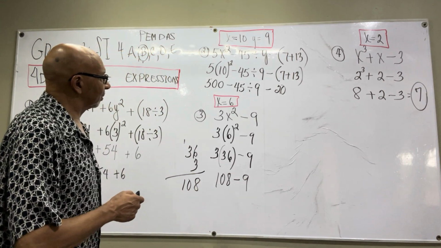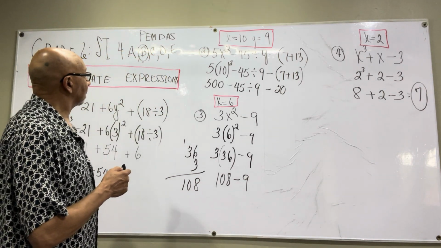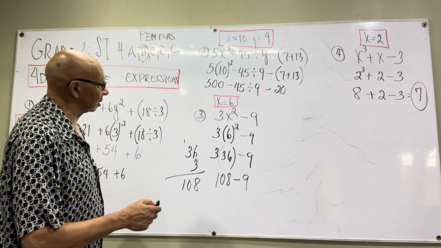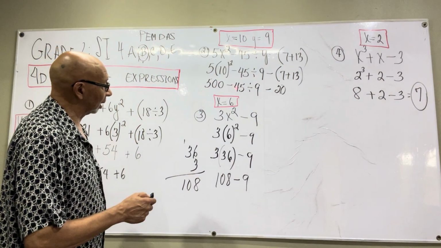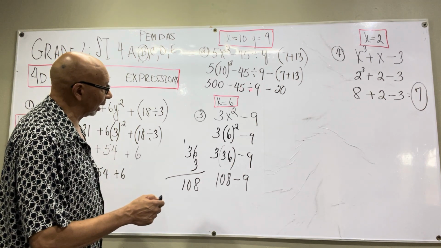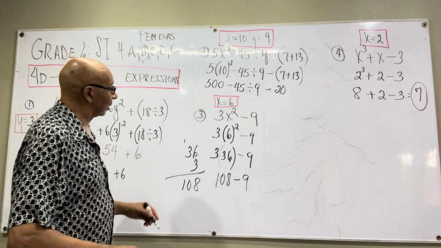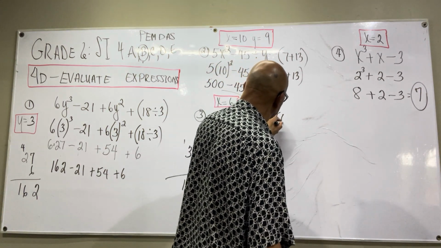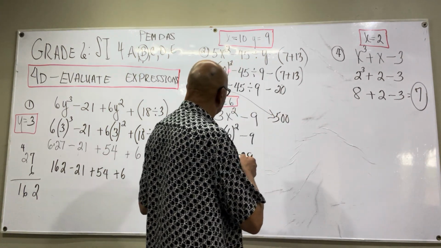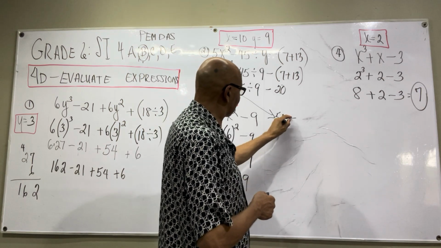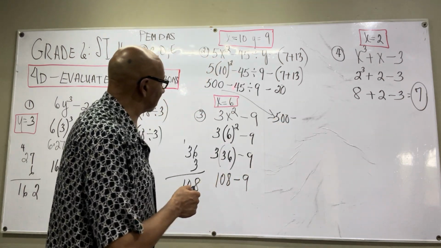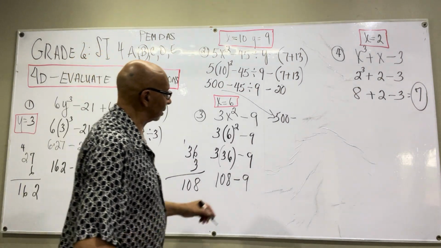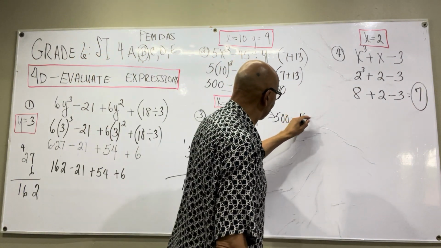So now, from left to right, I have multiplication, division. I have no multiplication, but I do have division. So I have 500 minus 45 divided by 9, which is 5. So I'm going to come down here where I have space. 500 minus, but I have to do this division first. So 45 divided by 9 is 5, so it's minus 5 minus 20.